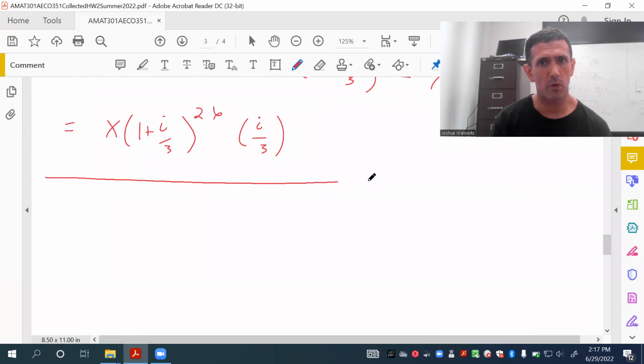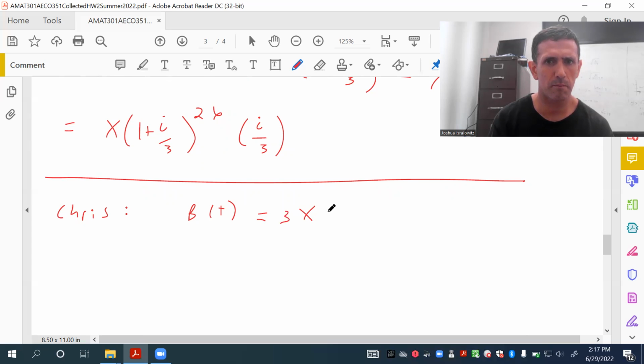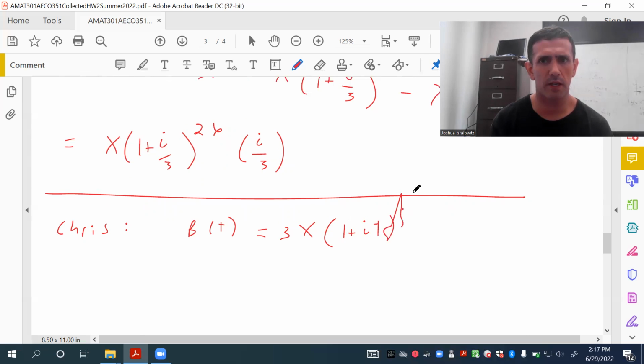Okay, so for Chris, if B of t is the amount in the account after t years for Chris, it's just simple interest. He deposits 3X initially, with 1 plus I times t, same interest rate. This is the simple interest rate for Chris, I.